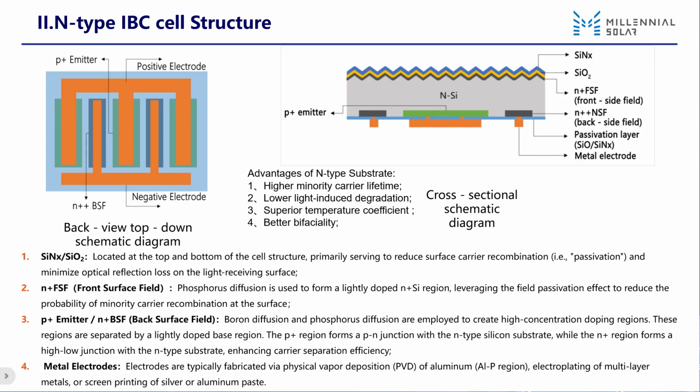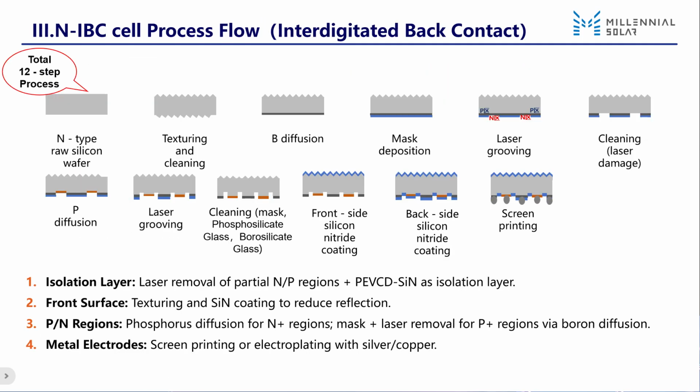Secondly, N-type substrates have a higher bifaciality. That is, a higher bifacial light emission rate than P-type substrates. There are also other advantages, such as higher mechanical strength, greater tolerance to metal impurities, and stronger resistance to defects. After talking about the advantages of the BC structure and the substrate, let's look at its process flow. First, the N-type raw silicon wafers are cut and then go through a cleaning process.